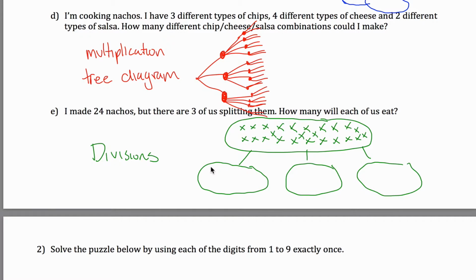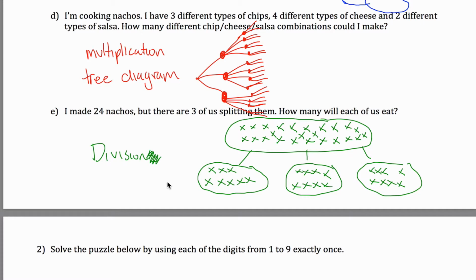Well, if I take all these 24 and I allocate them, 1, 2, 3, 4, 5, 6, and I want to make sure I allocate them evenly, what you'll end up seeing is that you end up with 8 nachos in each of these regions. So what did I just do? I was told how many groups I would end up with, and I was asked what will be the size of each group. So I took these 24 right here, and I partitioned them into 3 different groups. So this would be division.